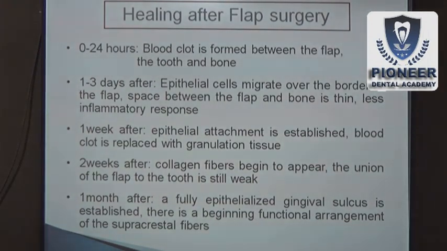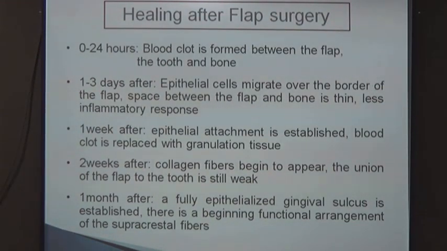Healing. The blood clot is formed between the flap, the tooth and the bone. 1 to 3 days later, epithelial cells migrate over the border of the flap, and the space between the flap and the bone is thin, with less inflammatory response. So, in the first 3 days there will be less inflammation because the recruitment of the PMNs is not yet completed. And first week later, the epithelial attachment is established. I have already told you 7 to 14 days for epithelial formation.